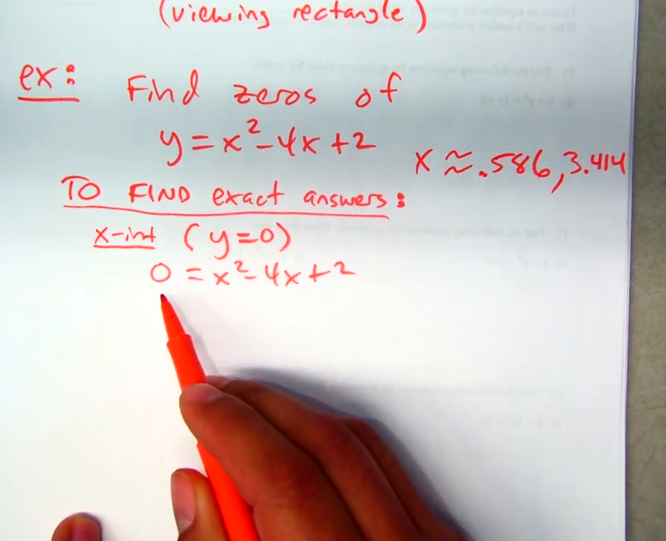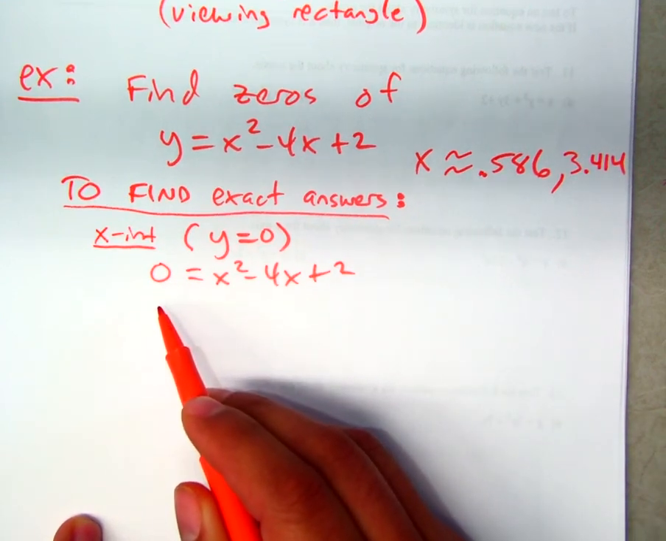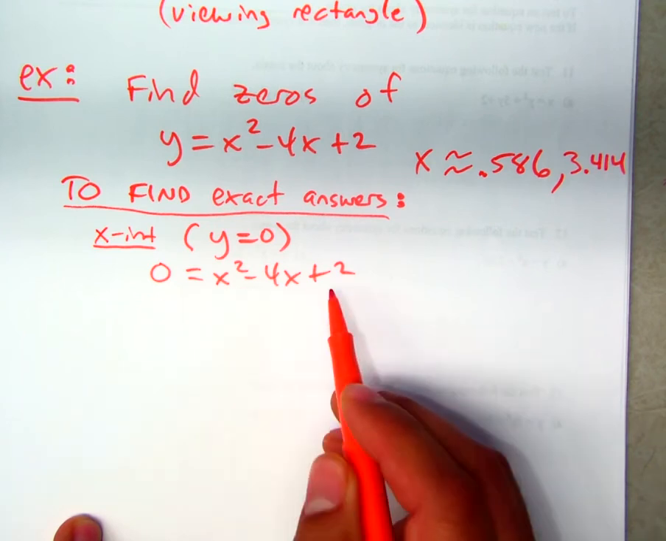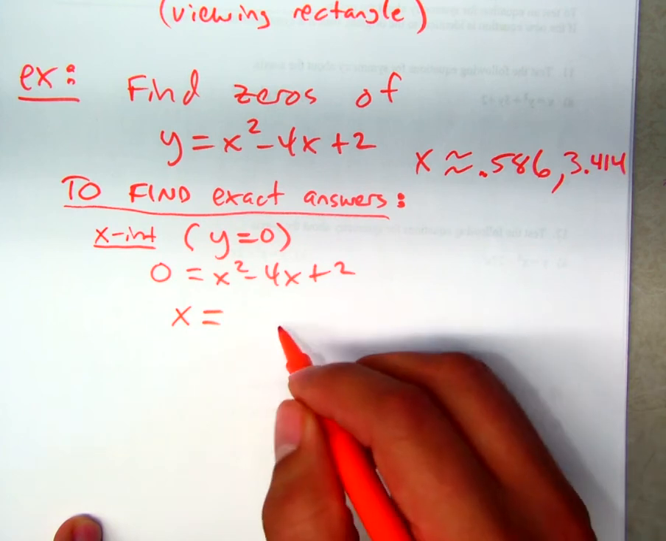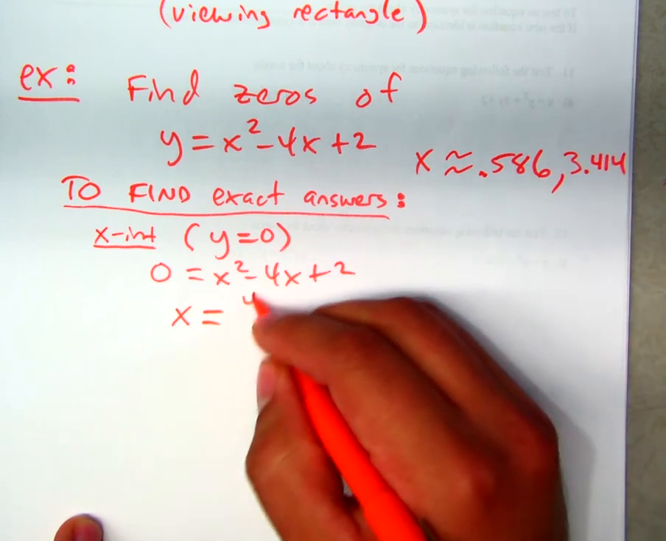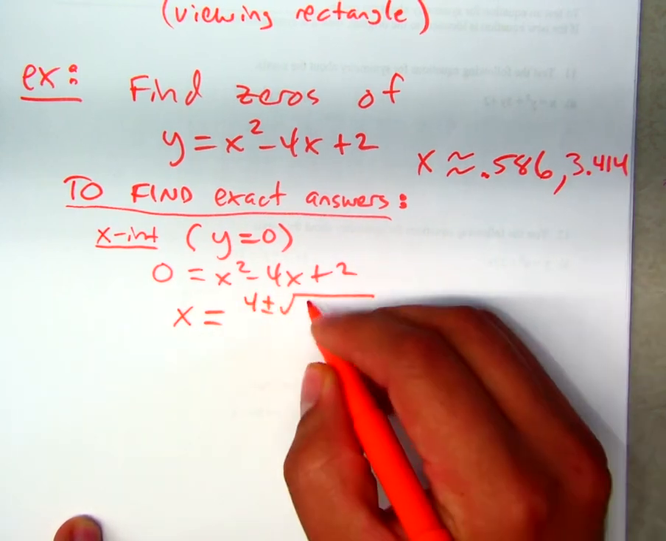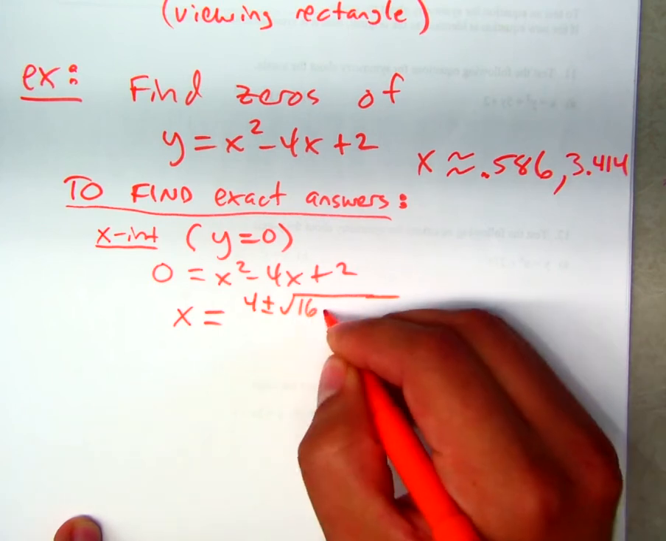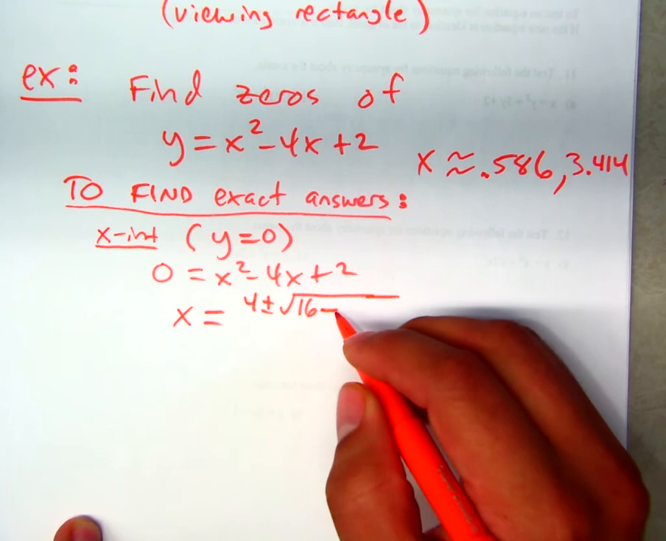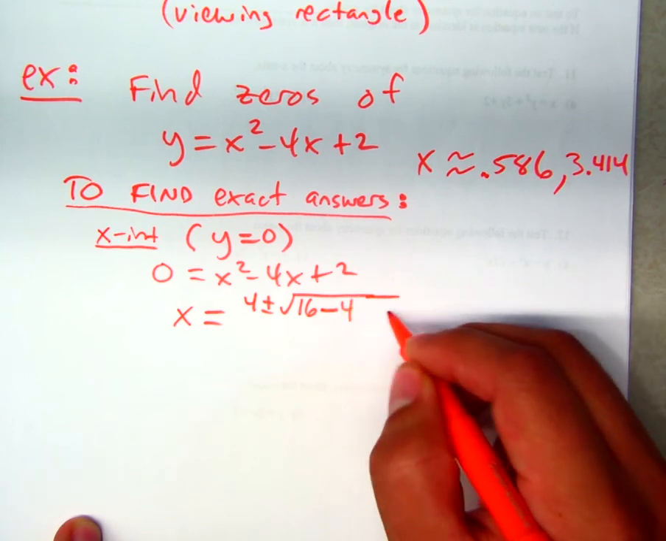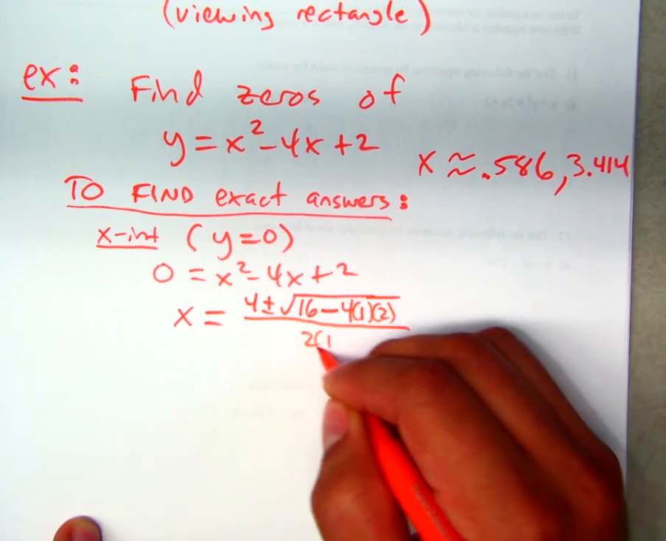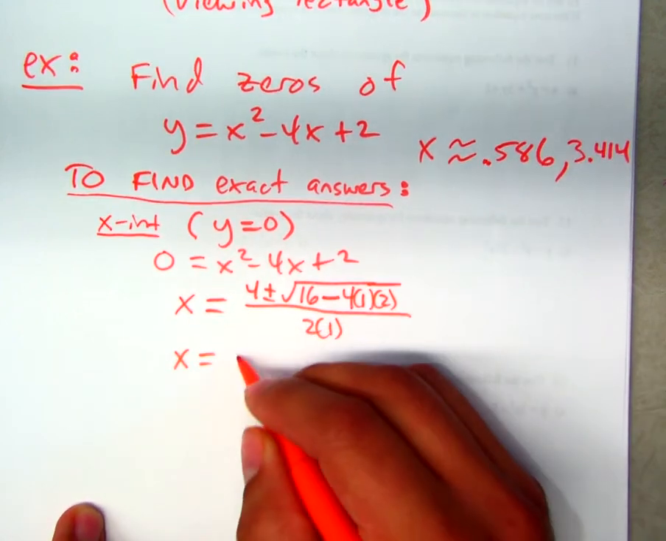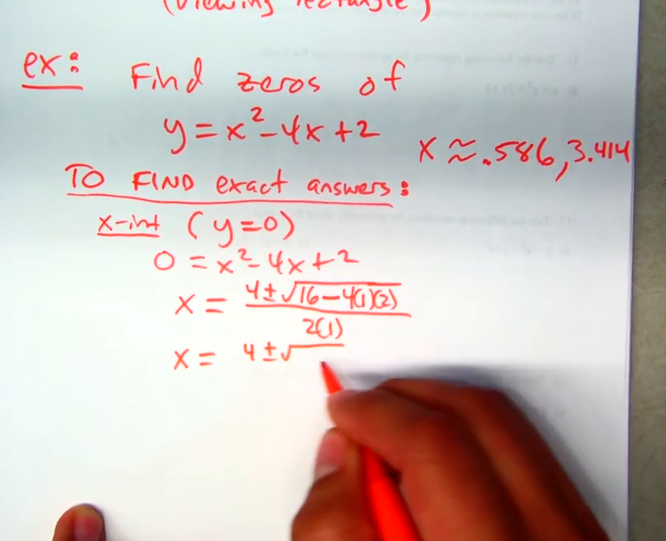What are the two methods we've talked about without a calculator? Factoring. Can we factor it? No, so quadratic formula. Let's see. x would equal the opposite of negative 4, so 4, plus or minus the square of negative 4, which is 16. Good. Minus 4 times 1 times 2, a times c, all over 2 times a, which is 2 times 1. And now we just clean it up. 4 plus or minus the square root of 16 minus 8, which is 8.